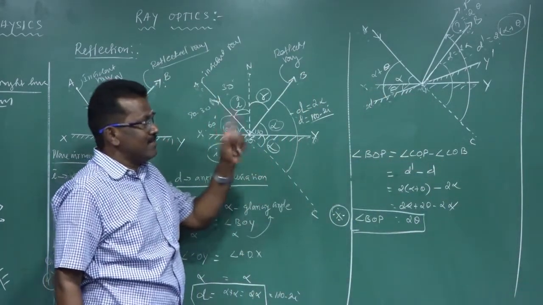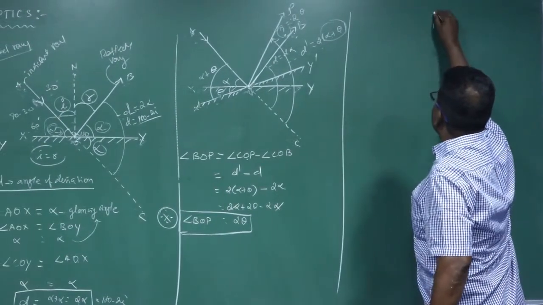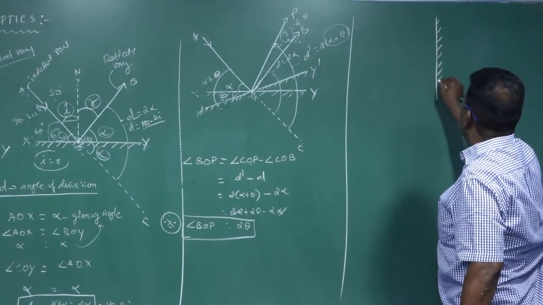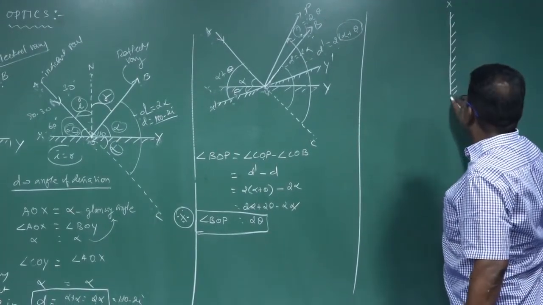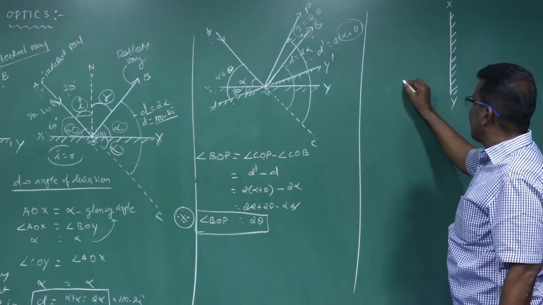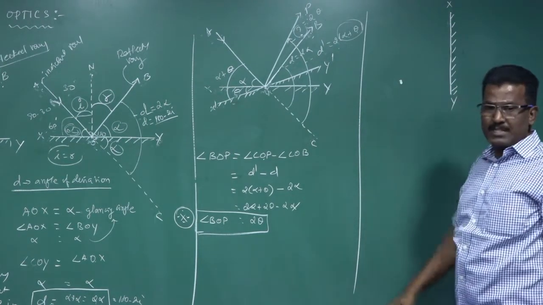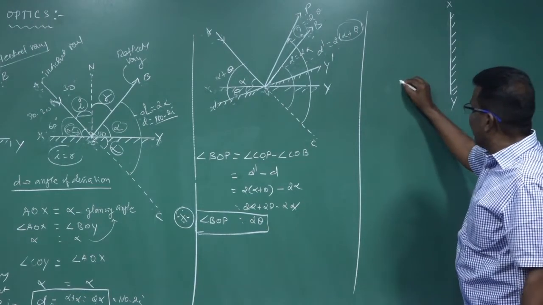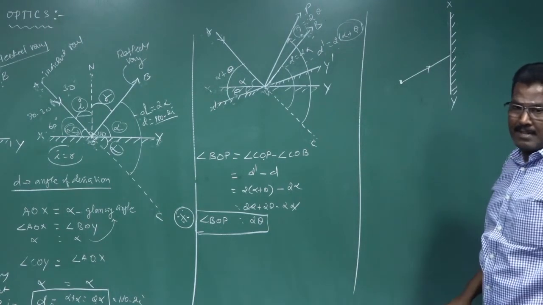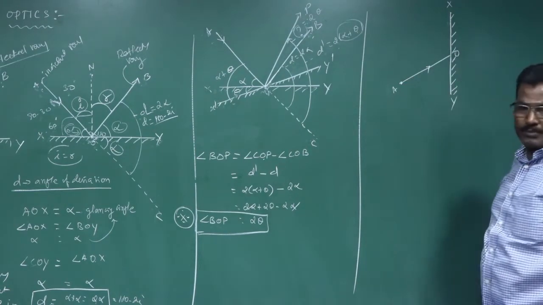Okay, let's move on now. Same plane mirror. Now I am keeping the position like this. XY is the plane mirror. If any object is placed in front of the plane mirror, light coming from the source is incident on the plane mirror. It is AO.